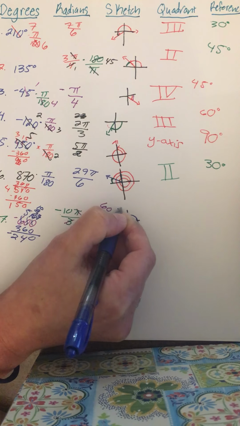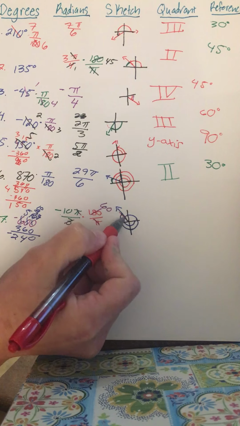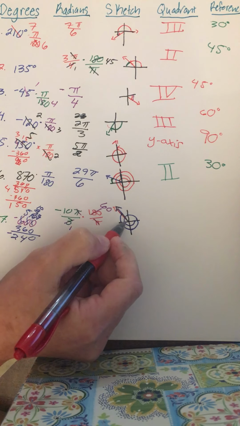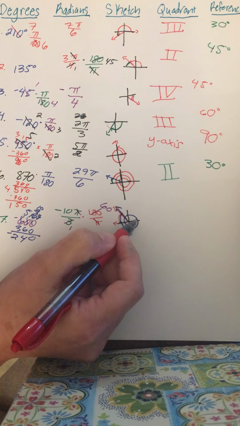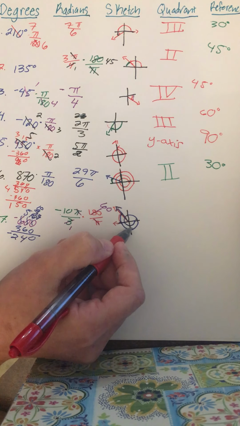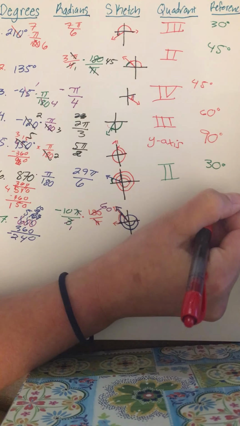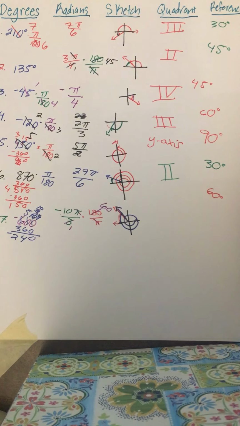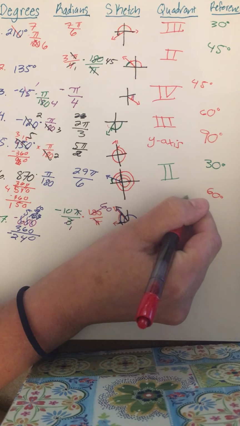So right here. Remember, the reference angle again is the angle formed by the terminal side of your angle and the x-axis. So that would be this angle right here. Remember, we went 360, and then we went another 240. So that's 90, 180, and 60 more, 240, which gives us a 60 degree reference angle, and that puts us in the second quadrant.